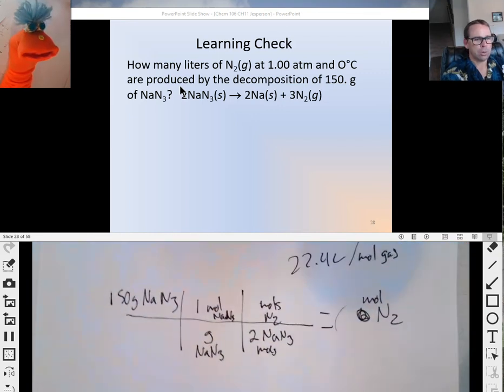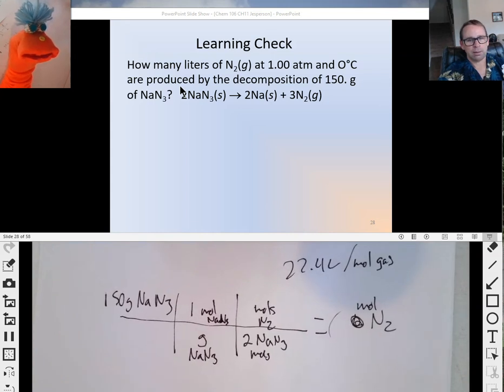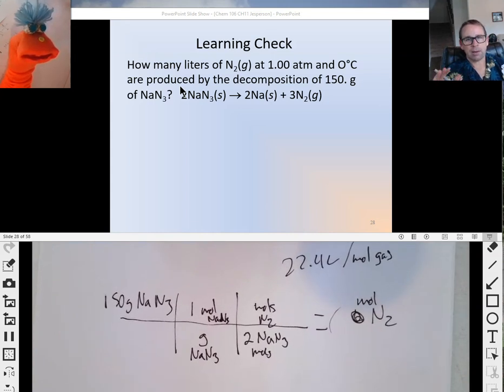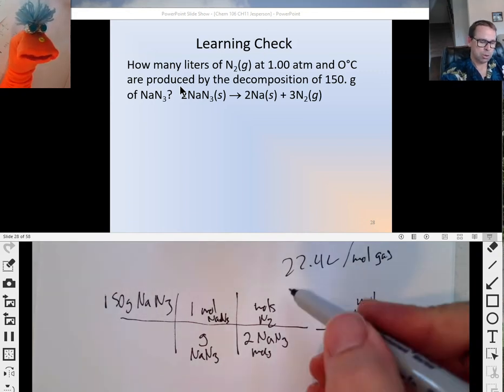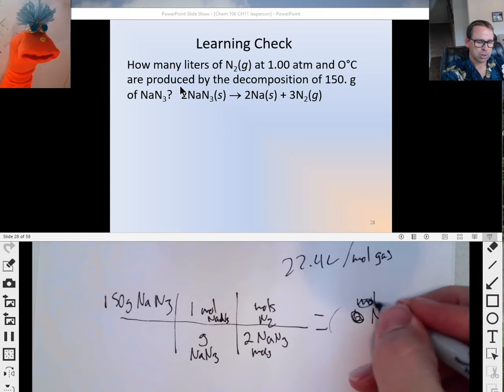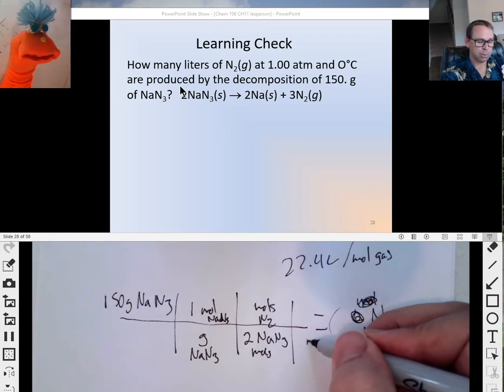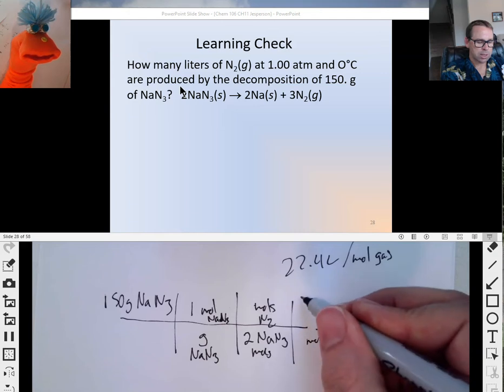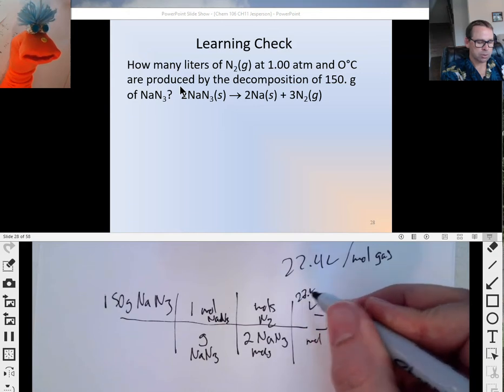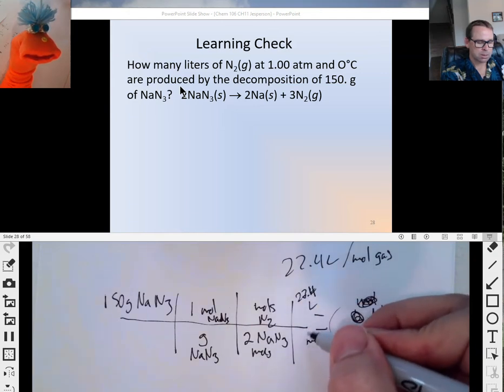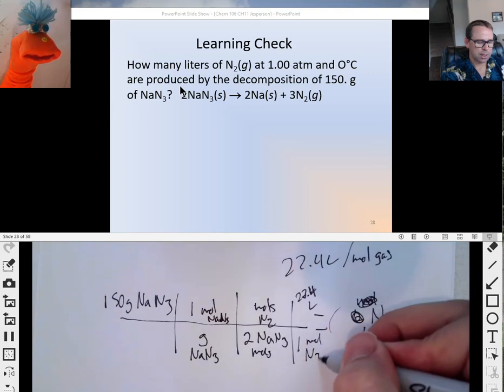Where did you get that? Well, a while back we said that all gases have the same volume at the same temperature and pressure, and that at standard temperature and pressure, which was 1 atmosphere, 0 degrees Celsius, the volume was 22.4 liters. So in fact, if we get to use that, then we can go from moles to liters, saying that there are 22.4 liters of gas for every 1 mole of that gas.